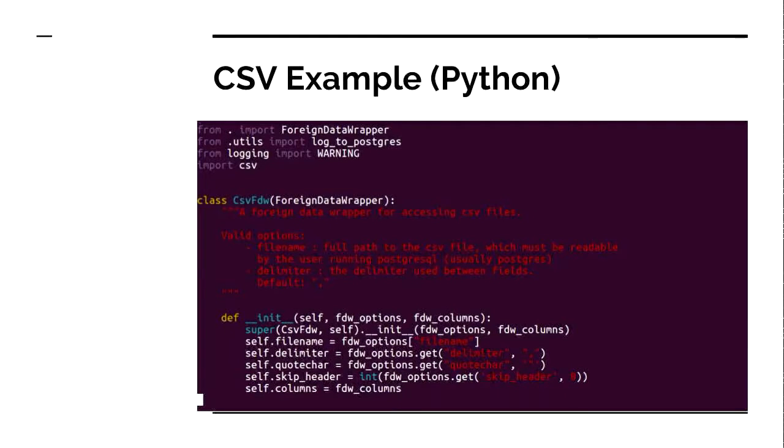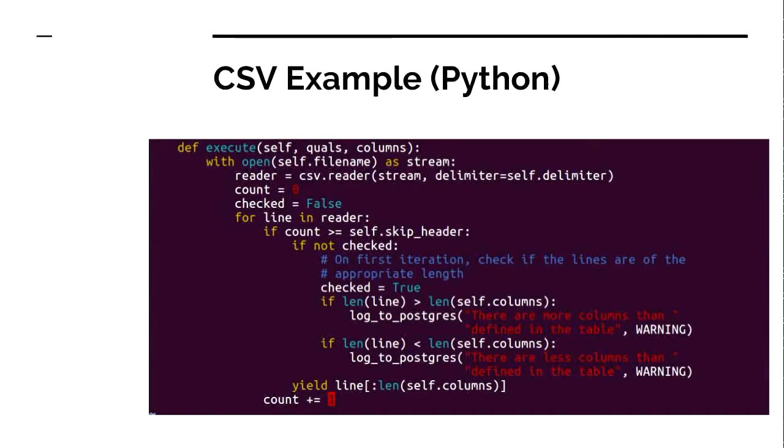Let's look at Python. So you just have to instantiate the foreign data wrapper class. You have your options over here, and then you have your columns over there. Then you have your execute method, which takes in your quals and your columns, and it yields on the line. So you can have something else there if you're parsing and logic and all sorts of things.